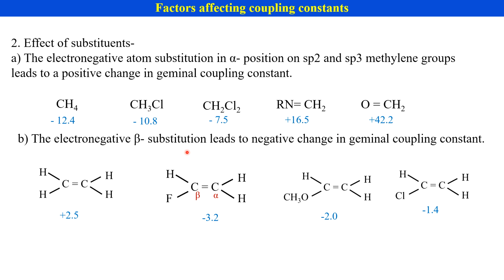The electronegative beta substitution leads to a negative change in geminal coupling constant. In case of ethylene, it is +2.5, but if there is an electronegative substitution at beta position, this is the alpha carbon atom, this is the beta carbon atom, and if there is an electronegative atom at beta position, there is a negative change, -3.2. If there is a methoxy group, there is a negative change, -2.0, and in case of chloroethylene, it is -1.4. That is the effect of substituent on geminal coupling constant.